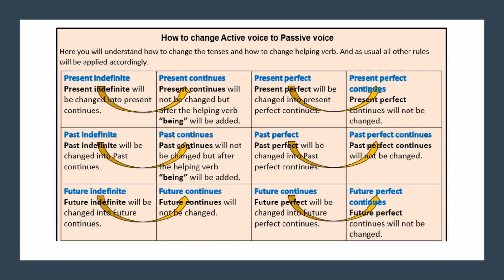Past perfect will be changed into past perfect continuous, but the past perfect continuous will not be changed. In the future indefinite, we can see that future indefinite will be changed into future continuous, but the future continuous will not be changed, and future perfect will be changed into future perfect continuous, but the future perfect continuous will not be changed into passive voice. So in all these columns, you can see that these three tenses cannot be changed into passive voice. In addition to this, future continuous will not be changed into passive voice as well.